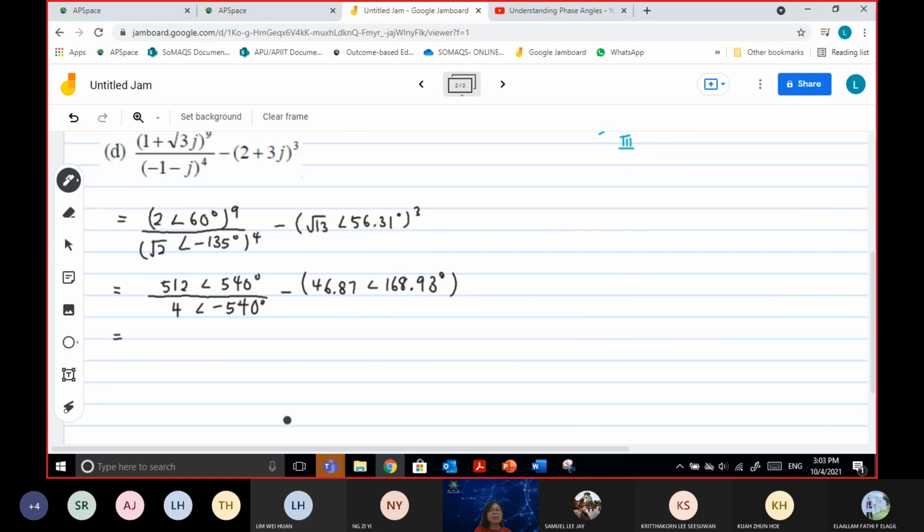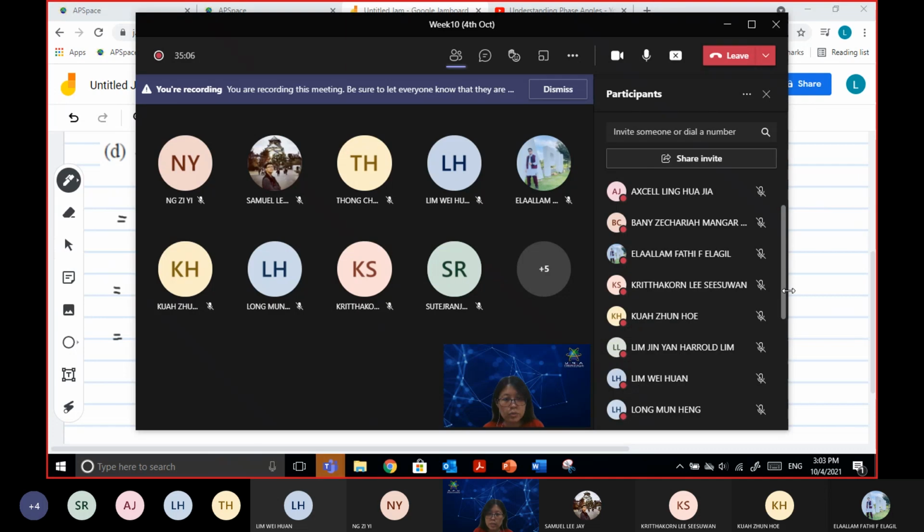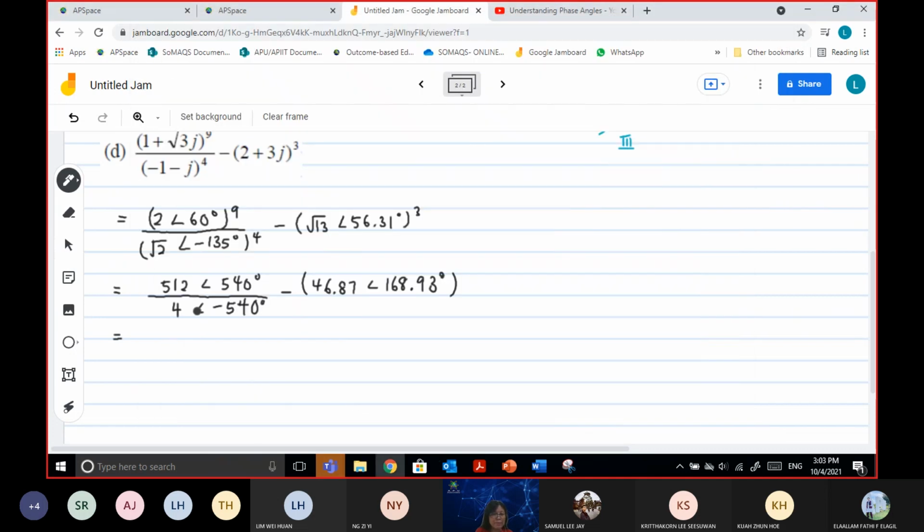Okay, the division part. So how should I simplify the division part? Can I ask the students here? Manheng, how do I simplify the division part? What should I do with the 512 and number 4? Manheng? Easy, divide. Yes, okay. So 512 divided by 4, we get 128.